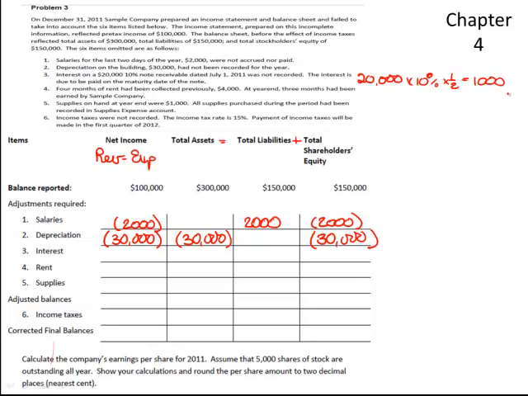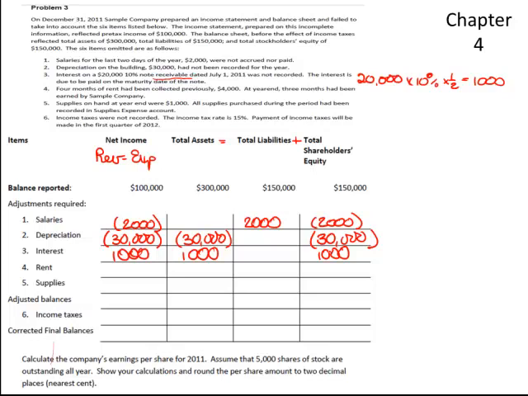So this is a note receivable, not a note payable. So we're going to receive the interest, so revenue would increase by $1,000, and so would our interest receivable. It would increase by $1,000, and since revenue increases, net income increases, so shareholders' equity, retained earnings, will also increase by $1,000.